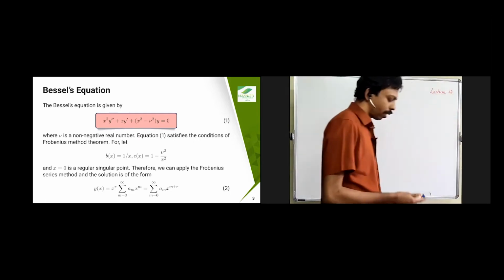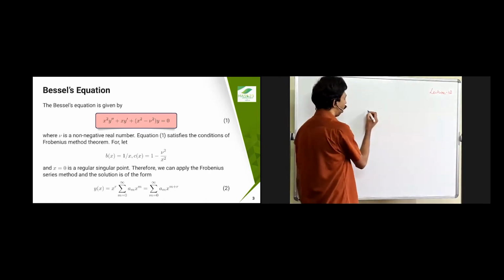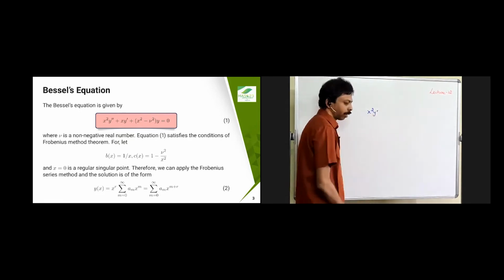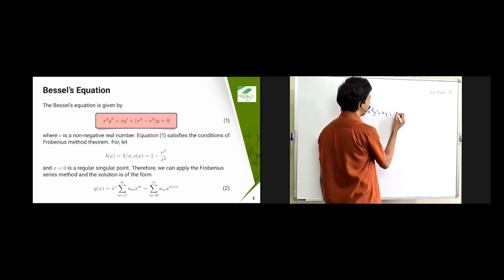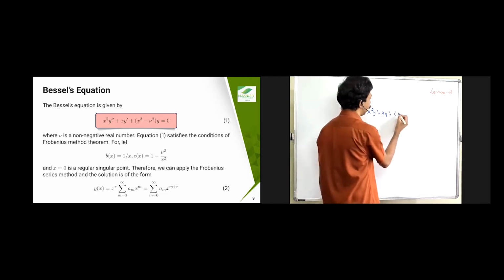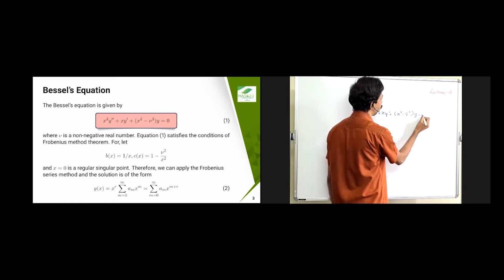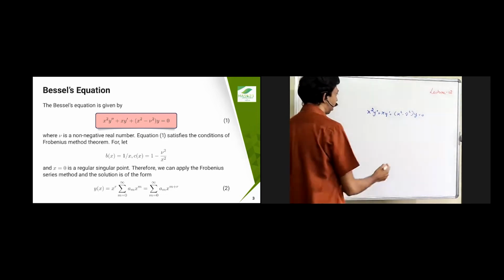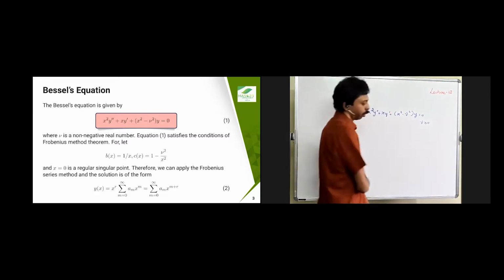The Bessel equation is the second order ordinary differential equation of this kind: x square y double dash plus x y dash plus (x square minus mu square) y equal to 0. So this is the Bessel's equation, where mu is non-negative real, so mu is greater than or equal to 0.